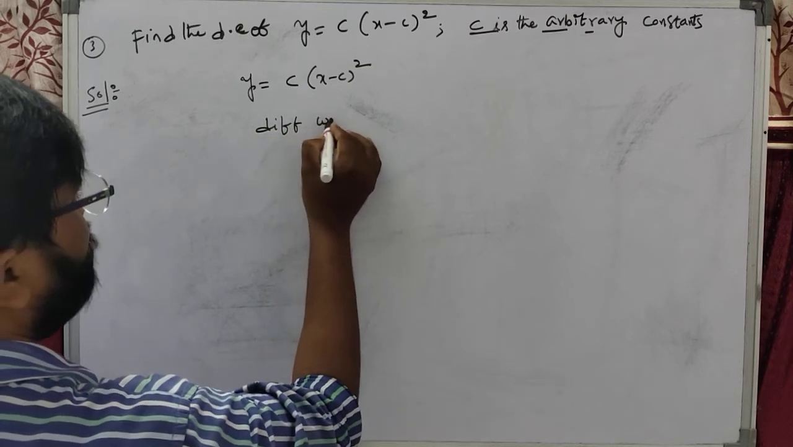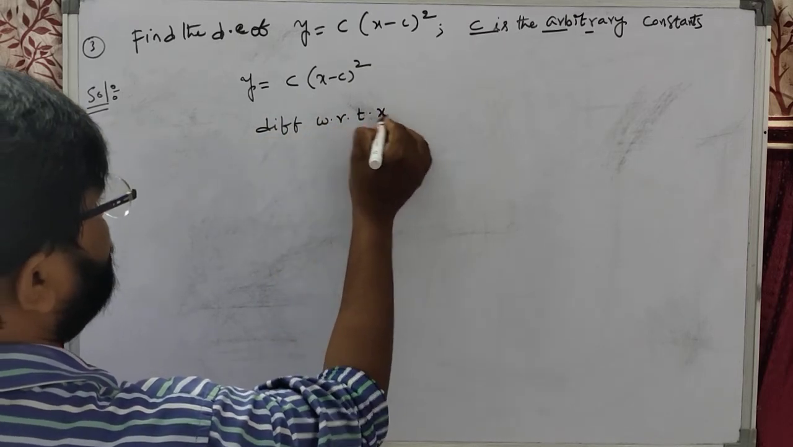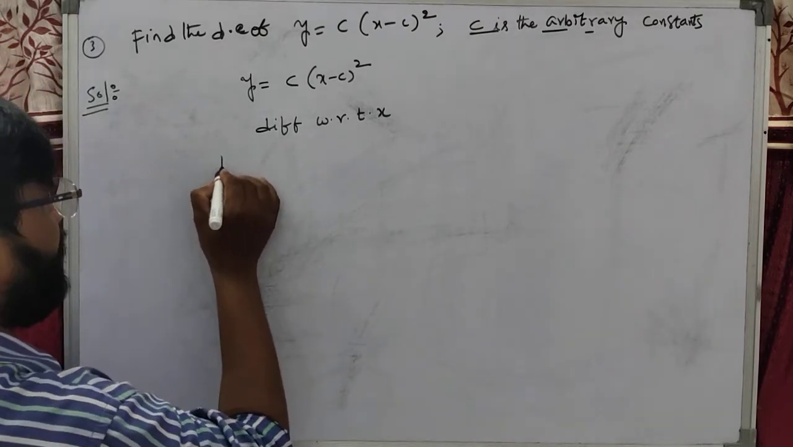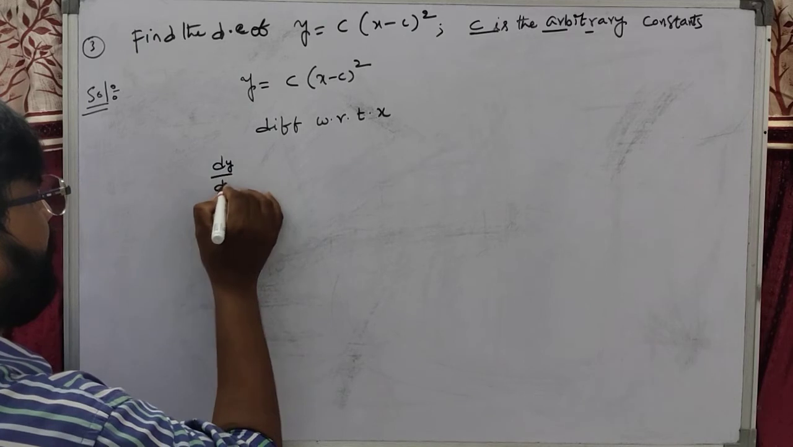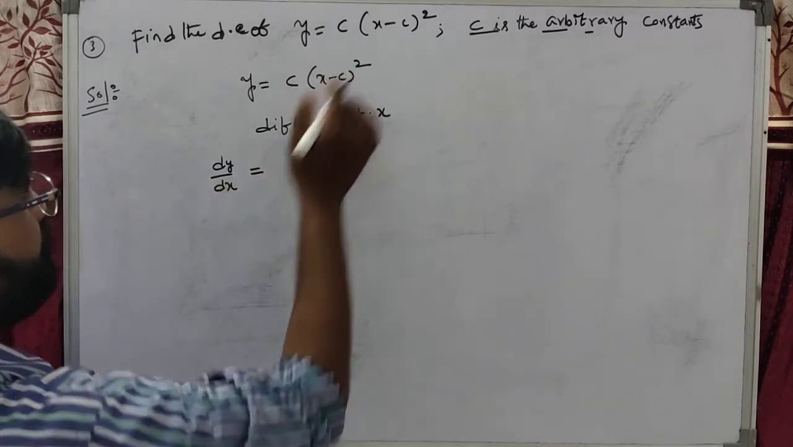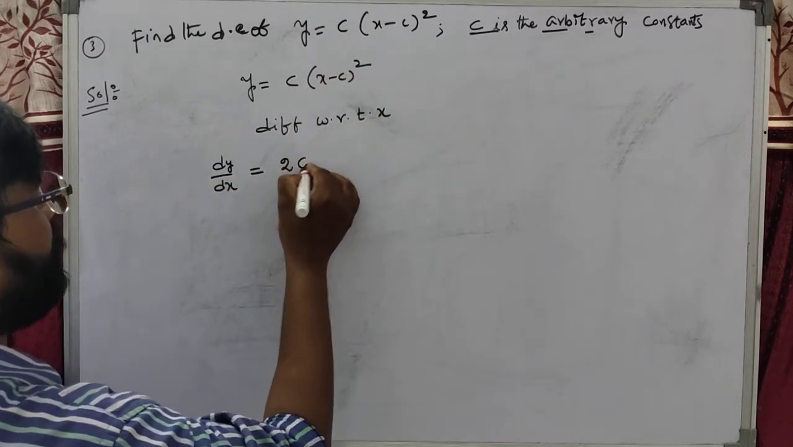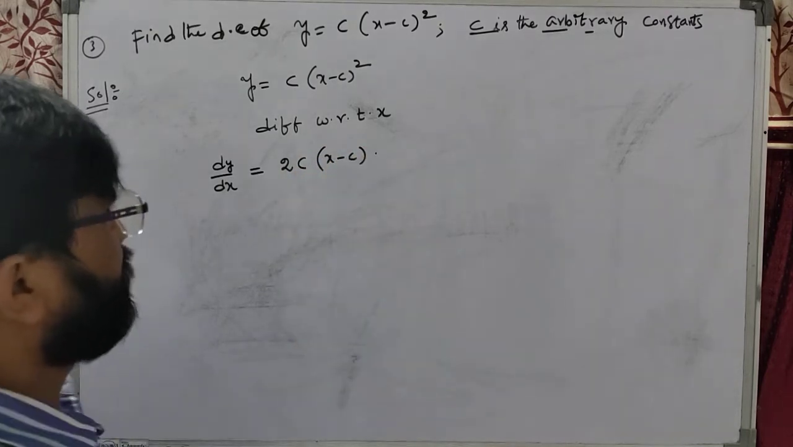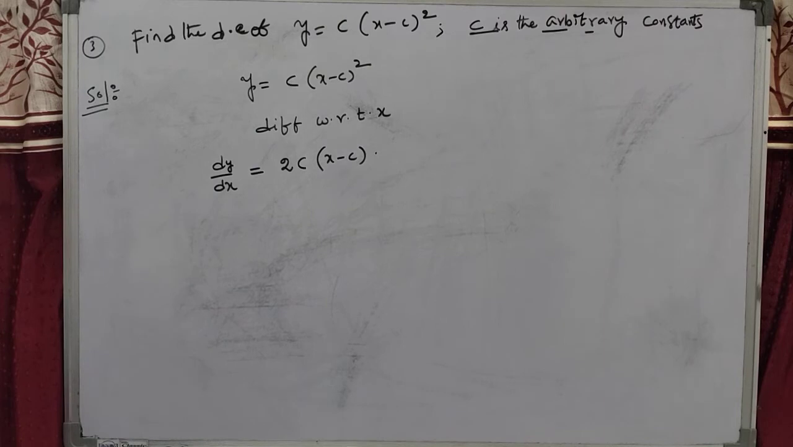Now differentiating with respect to x, the derivative of y, dy by dx, equals 2c into (x minus c). What did we get? dy by dx equals 2c into (x minus c).